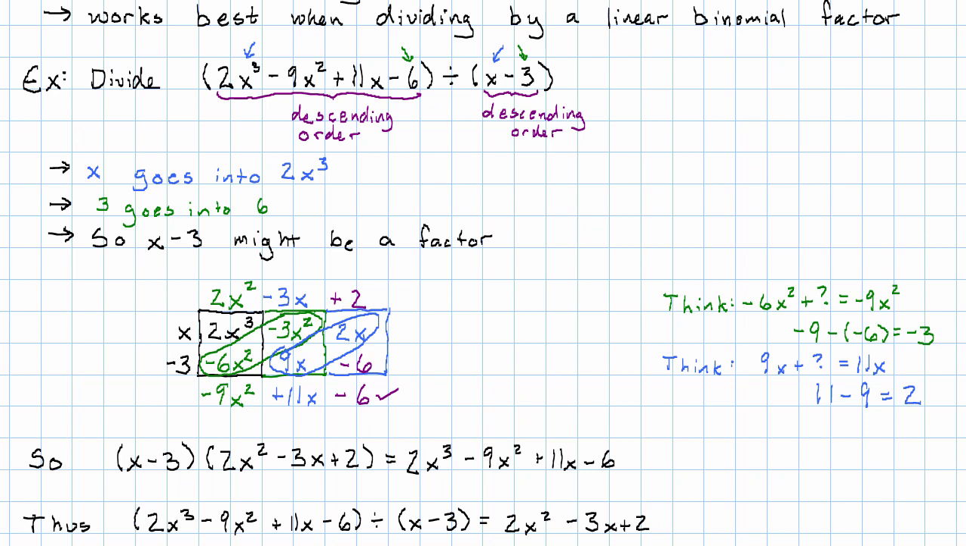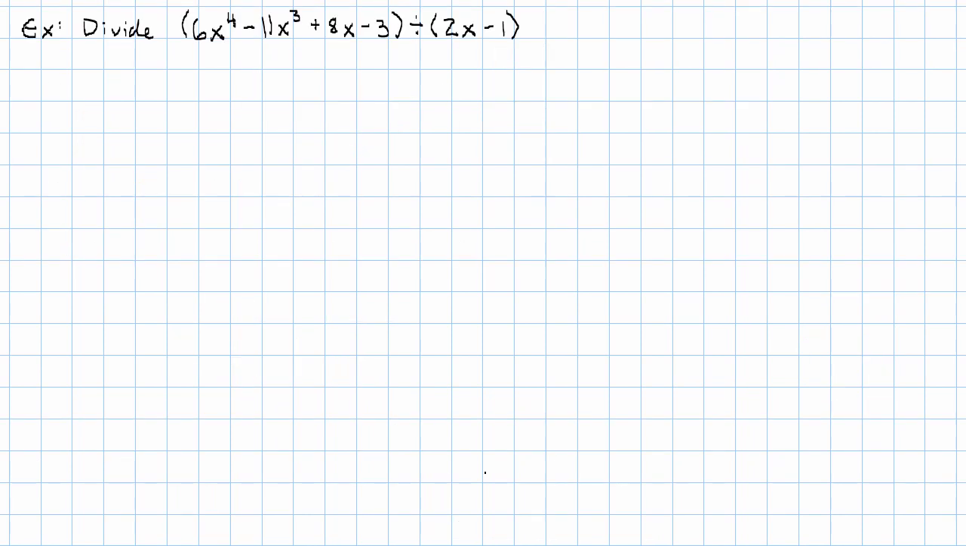I'm going to do another example, now just showing you the method, without any of the discussion of deriving it. And then I'm going to have you try one. Here we're dividing 6x to the 4th minus 11x to the 3rd plus 8x minus 3 by 2x minus 1. Now you may be noticing something odd about this polynomial, namely that it doesn't have an x squared term. For this method of division, that's going to be fine. We'll see what happens here.